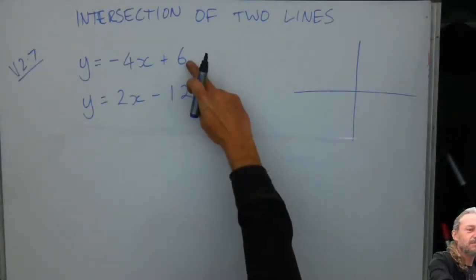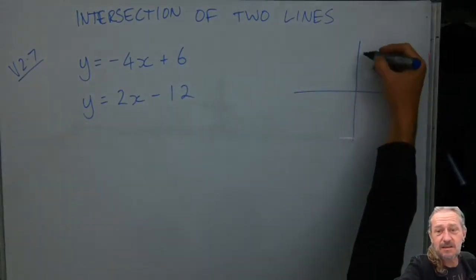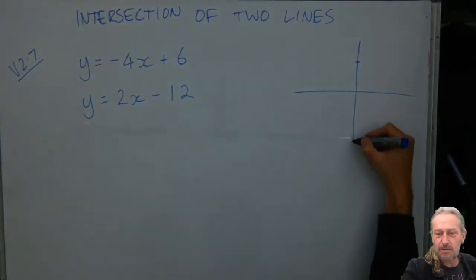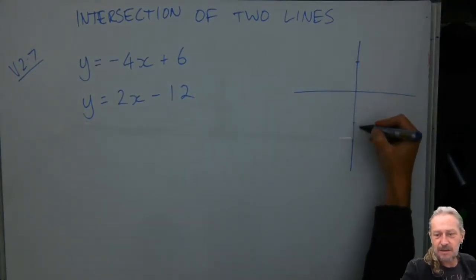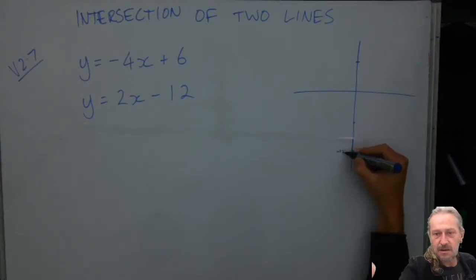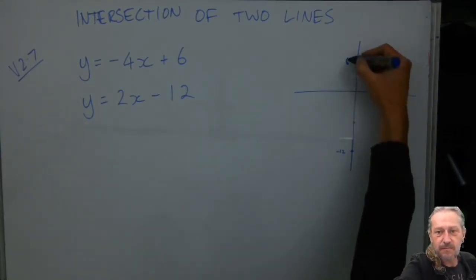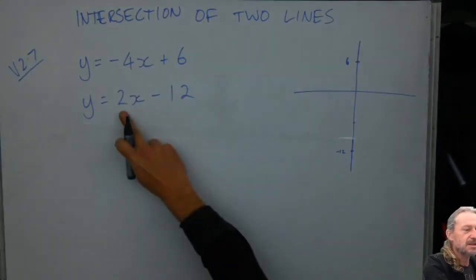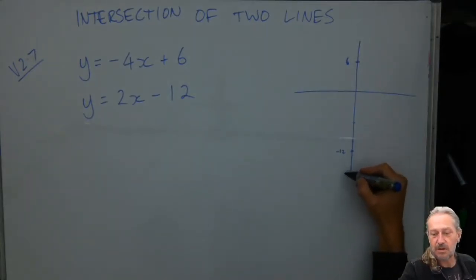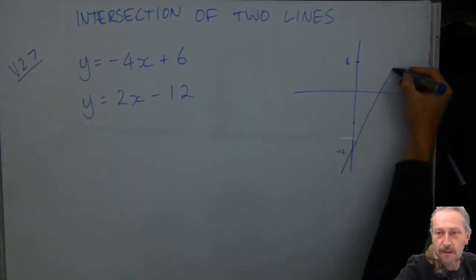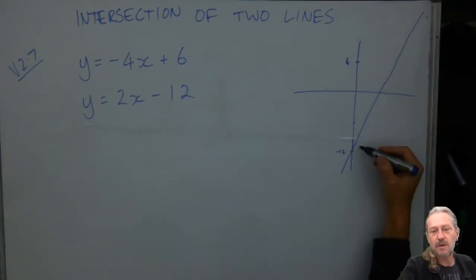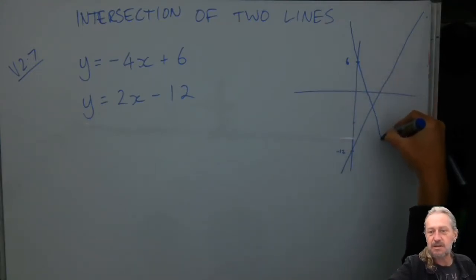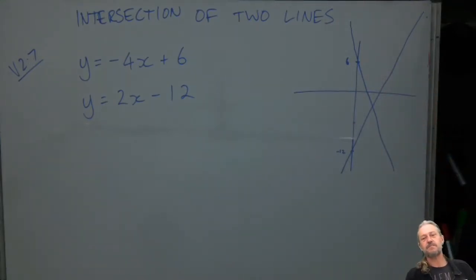So this one passes through positive 6, let's say that's there. This one passes through negative 12, so if that's negative 6, and that's 6. This one has a slope of negative 4, and this one has a slope of 2. So this one is going to be something like that. And this one is going to be even steeper but going that way. So I think it's going to cross somewhere like that.